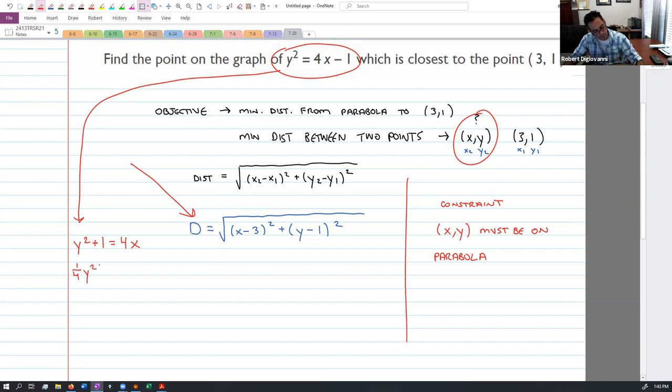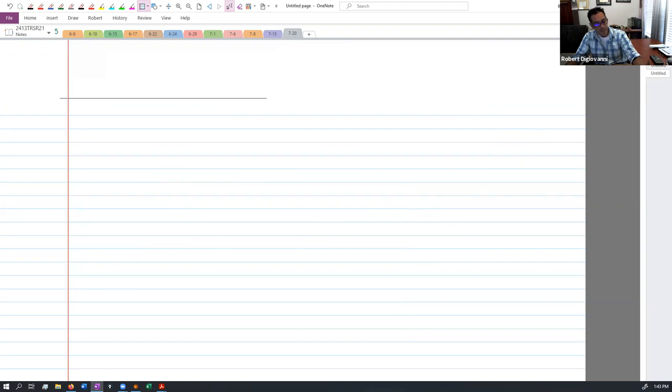So I added 1 to both sides. And then I divided both sides by 4. So I got this. Now, I want to remind you of something in case this is not going to be obvious to you. I just need to show you something on a new page. I'll come back to this.